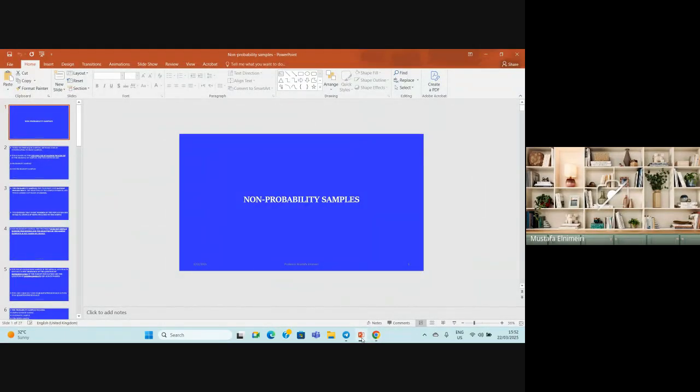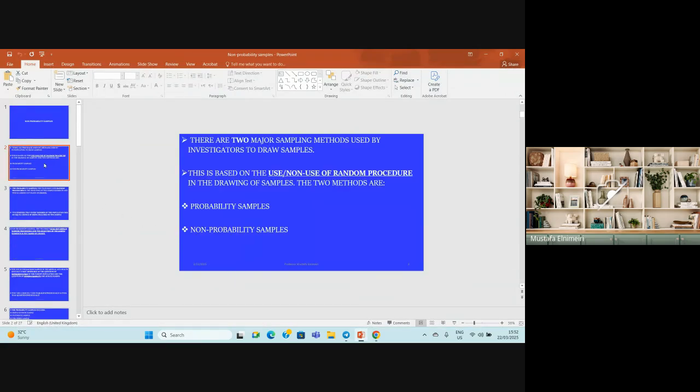In this video, we are going to discuss the non-probability samples. We'll talk about the types of probability samples and the non-probability samples. There are two major sampling methods used by investigators to draw samples, and this is based mainly on the use or non-use of random procedure in drawing of the samples. The two methods are the probability samples and non-probability samples, as I have mentioned.